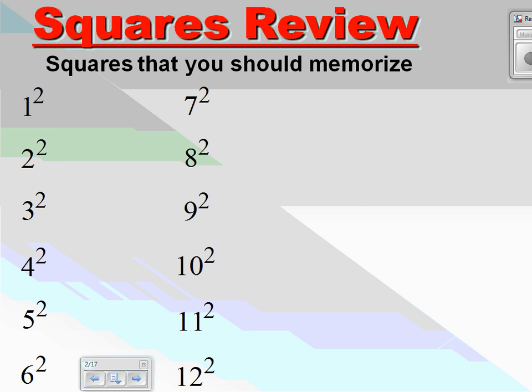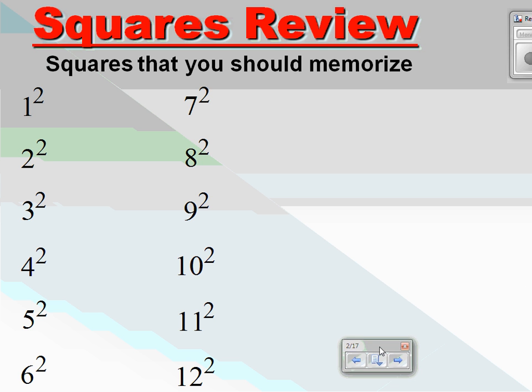In order to do this, we need to do some review. The first thing we're going to review today are squares. If you guys don't remember what a square is, it's basically when you multiply a number times itself. For example, 1 squared, or 1 to the power 2, is 1 times 1. So, 1 squared is 1. For 2 squared, that means 2 times 2, which is equal to 4. 3 squared means 3 times 3.